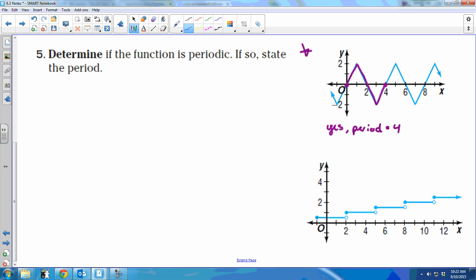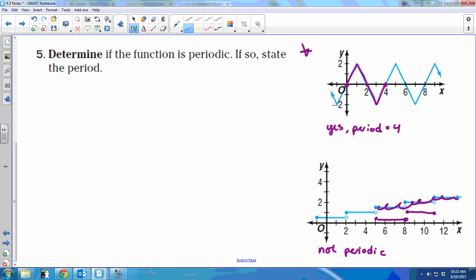That makes sense. On the bottom one, is it repeating over and over? No. It has a pattern, but the y values are not repeating. They're different y values each time. So that's not periodic. That's just a step function. If it was periodic, and we ignored all of these up here, it would look like this, with the same y values repeating each time.